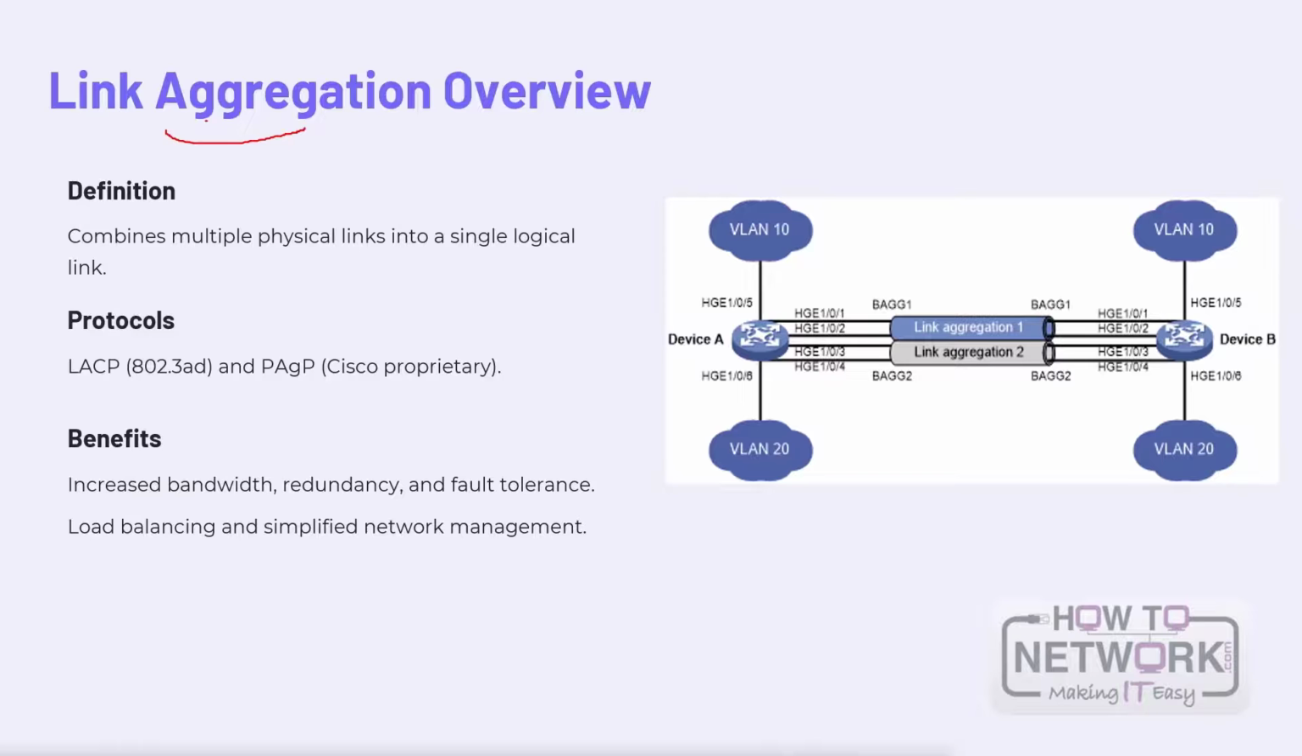Another concept is link aggregation, also known as port channeling or bonding, which combines physical links into a single logical link. And this technology increases bandwidth, provides redundancy, and improves network resilience. The two main protocols used for link aggregation are LACP and PAgP. LACP is the IEEE standard that allows dynamic negotiation of aggregated links, while PAgP is a Cisco proprietary protocol that provides similar functionality to LACP. Okay.